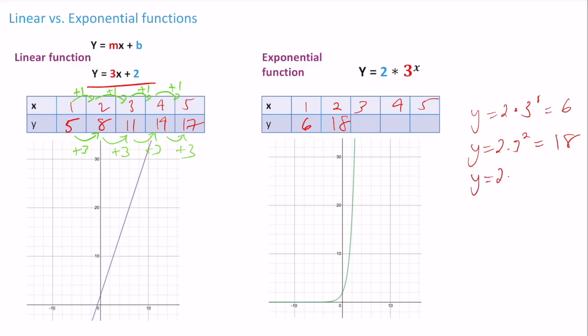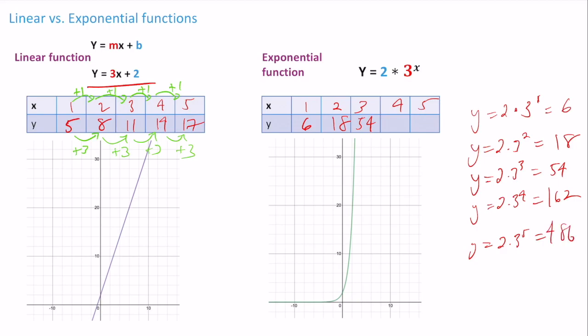y equals 2 times 3 to the 3. Well, 3 to the 3 is 27, times 2 is 54. Oh, so we did not go up by 12. You see how we didn't go up by the same amount that time. So something different is happening here. So now let's do y equals 2 times 3 to the 4th, and y equals 2 times 3 to the 5th to finish our patterns. So 3 to the 4th is 81, times 2 is 162. And 3 to the 5th is 243, times 2 is 486.